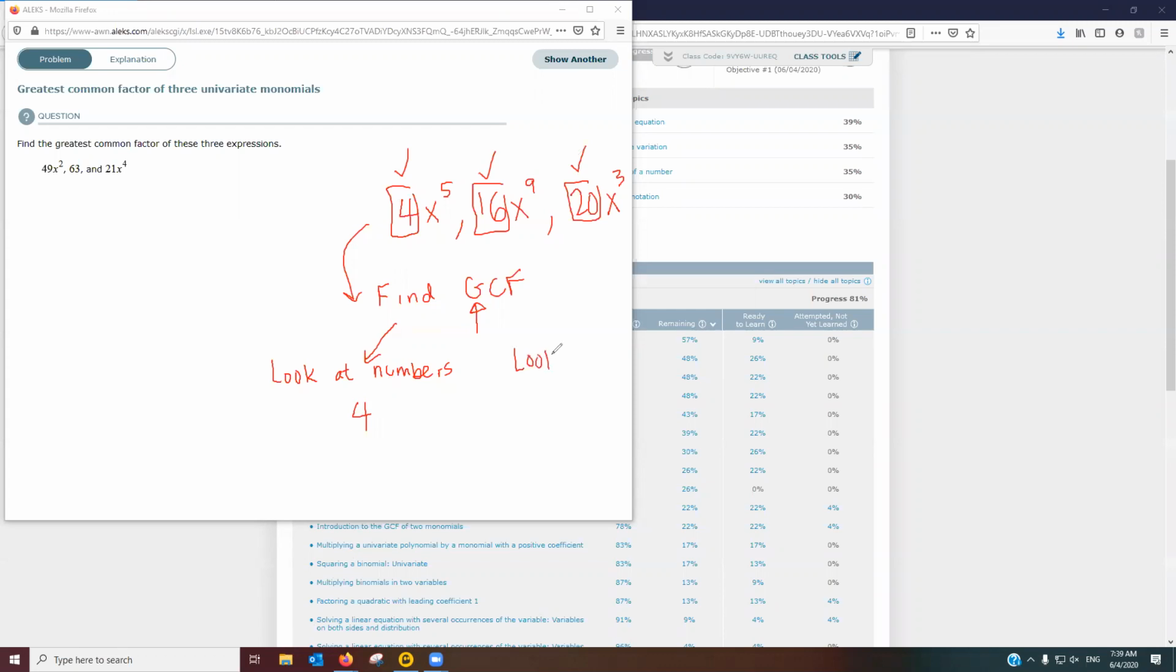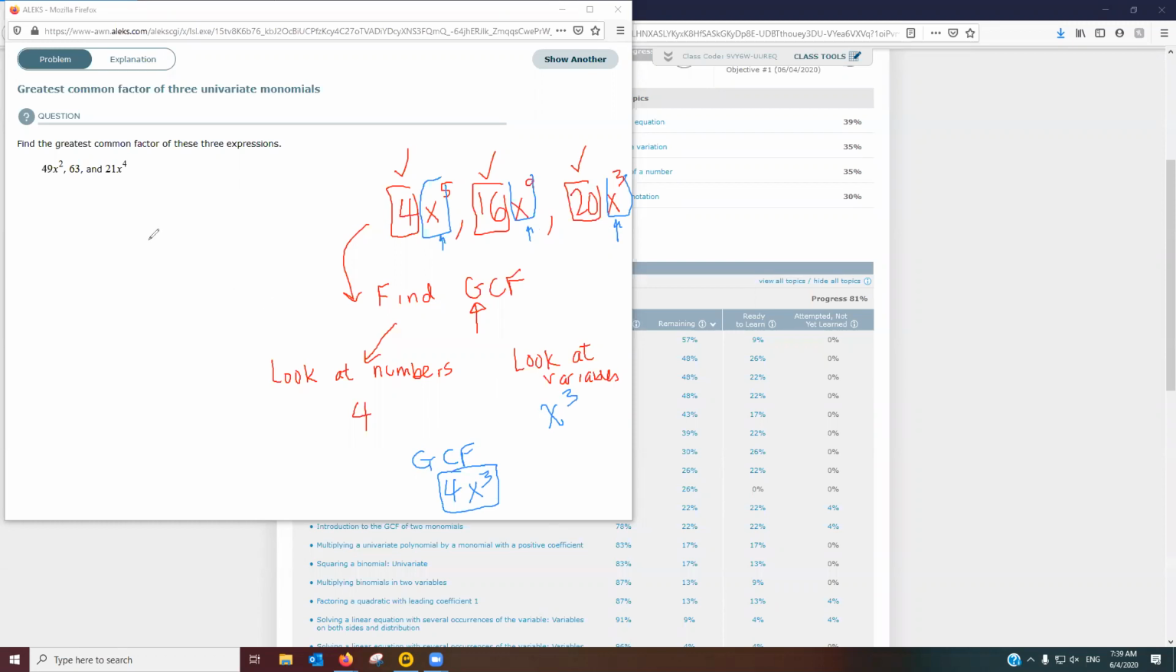All right, now I'm going to look at the letters or the variables. So I'm noticing there's an x to the 5, an x to the 9, and an x to the 3. Well, for the variables, you want to factor out the smallest exponent you see for each letter. Well, the smallest exponent I'm seeing is x to the 3. So that's the greatest common factor for the variables. Now, the overall greatest common factor is putting these together. So the answer to this example would be 4x to the 3rd.